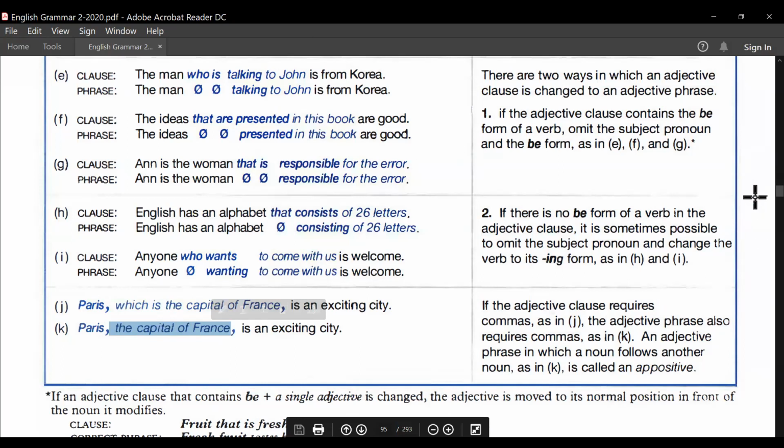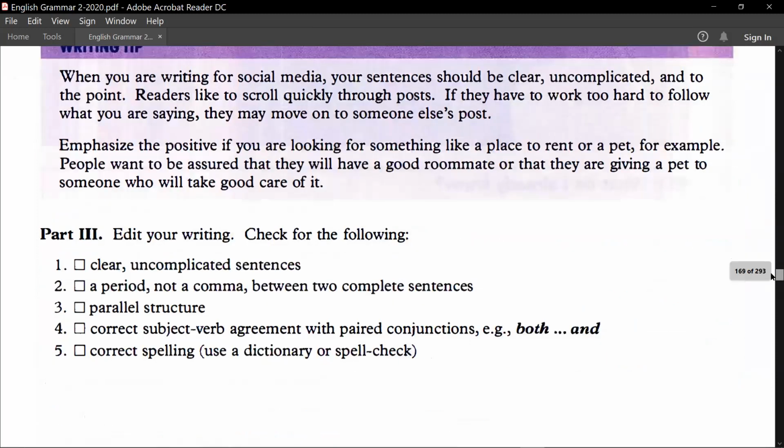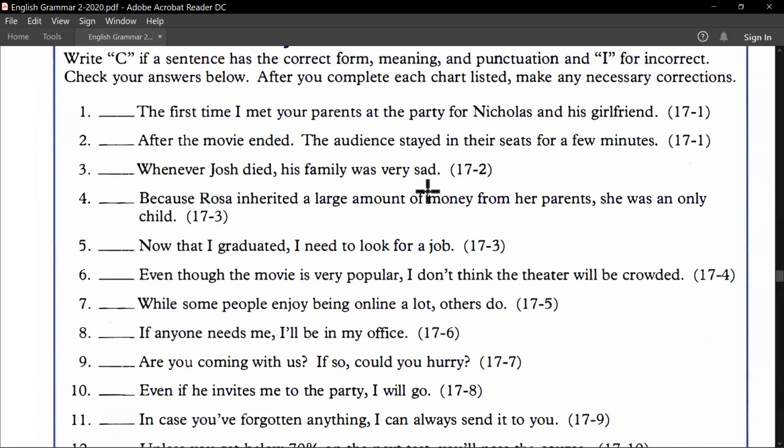You have to maintain the punctuation. We said it last time: if there are commas, keep them in the adjective phrase because it is non-restrictive. Okay, this chapter. Let's look at the warm-up activity.